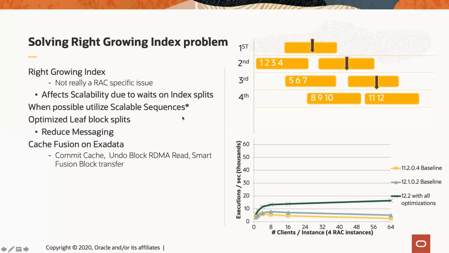So we have tried to solve this right growing index problem with some of the features, especially on Exadata. Now remember that you could utilize scalable sequences to reduce some of this. We talk about scalable sequences in the next slide. I also highlighted this with an asterisk here, because this is something that a DBA has to do manually. And I'll explain a little bit more in the scalable sequences section.